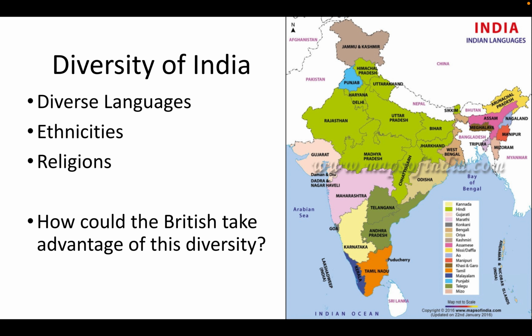The British take advantage of this diversity by playing each of the different states or groups off of each other, right? So they might say to one group, "We'll help you out if you give us this." And they cause conflict, and they cause tension, and they take advantage of that for their own benefit.